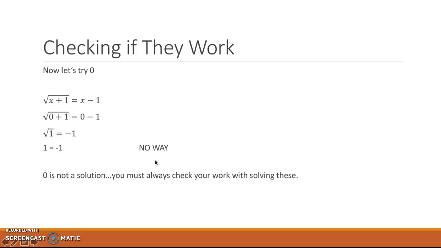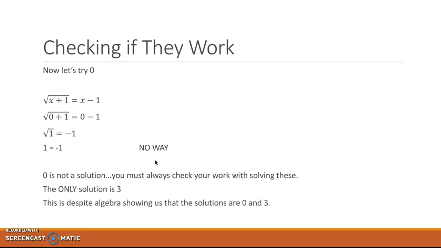So 0 is not a solution, and the big takeaway from this is that you must always check your work when solving these types of equations. So the only solution to this set of equations was 3. Like I said, despite the algebra showing that the solutions were 0 and 3, you have to go back and check them.